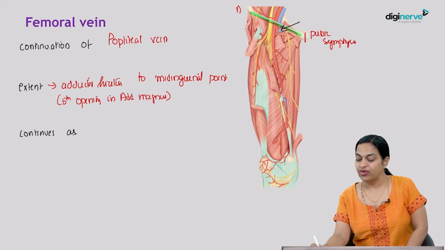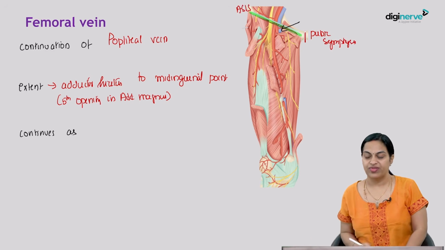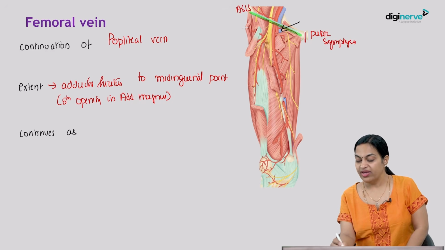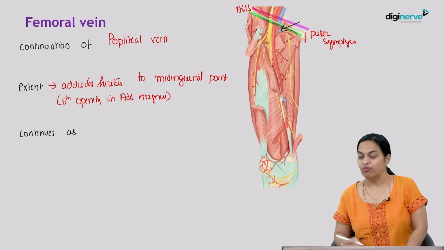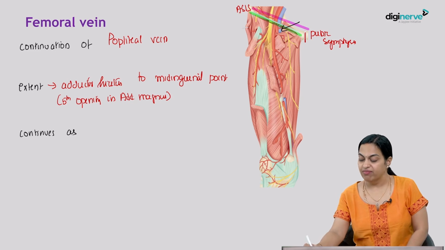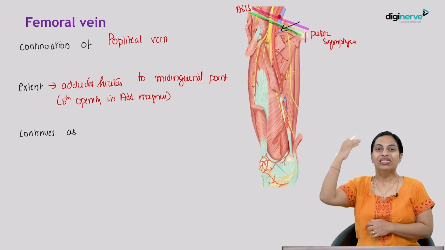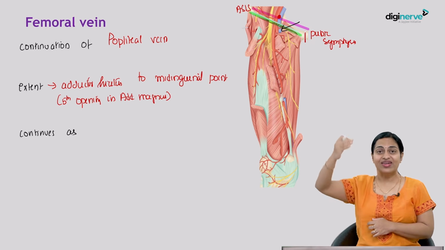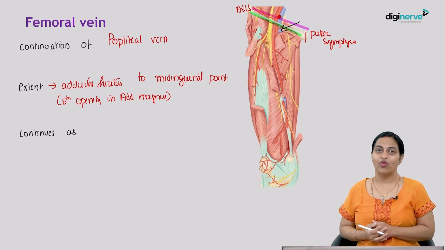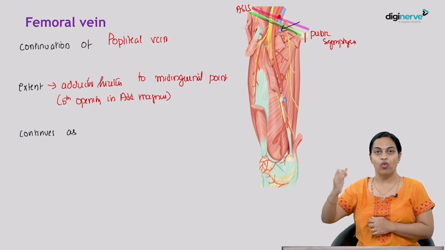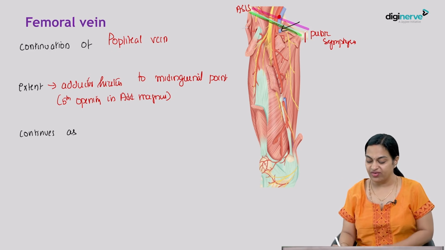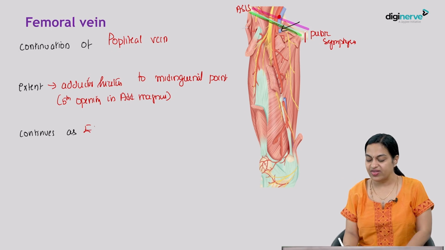So this is the anterosuperior iliac spine. This is the pubic symphysis. A line joining the anterosuperior iliac spine to the pubic symphysis, and the midpoint of it will be the mid-inguinal point. At the mid-inguinal point, the external iliac artery continues as the femoral artery, and the femoral vein continues.